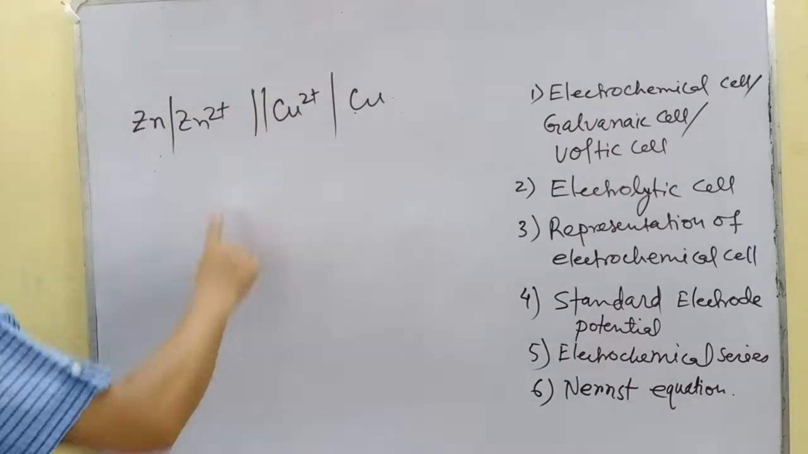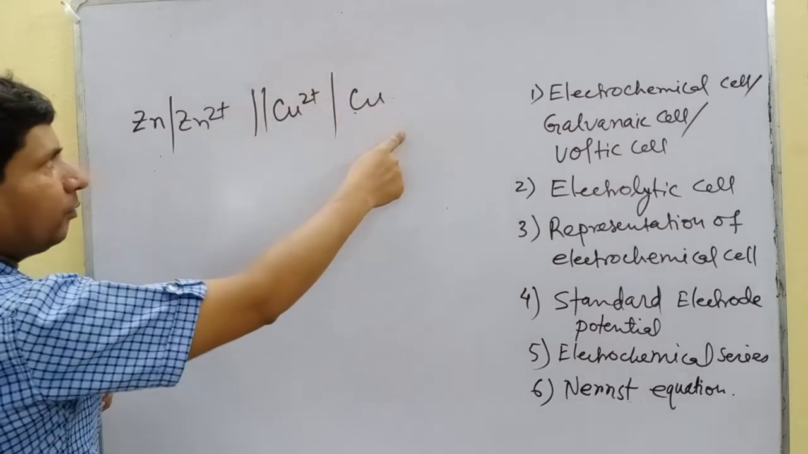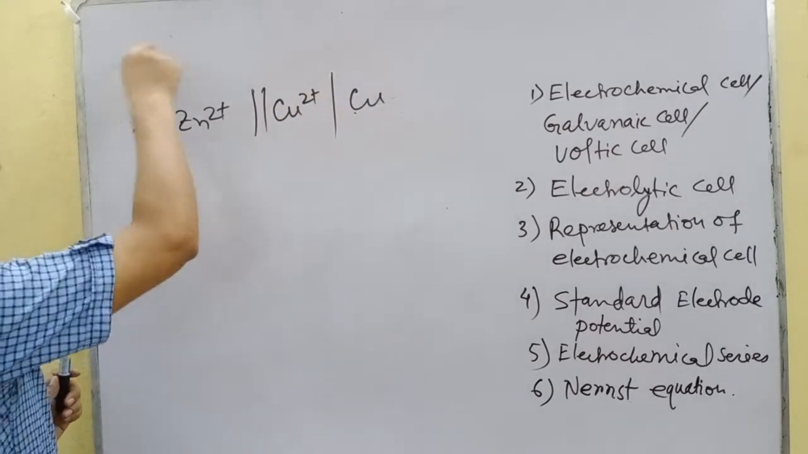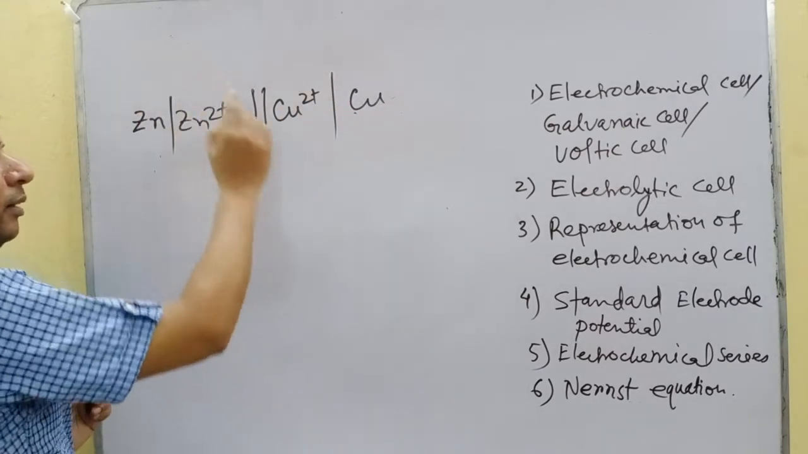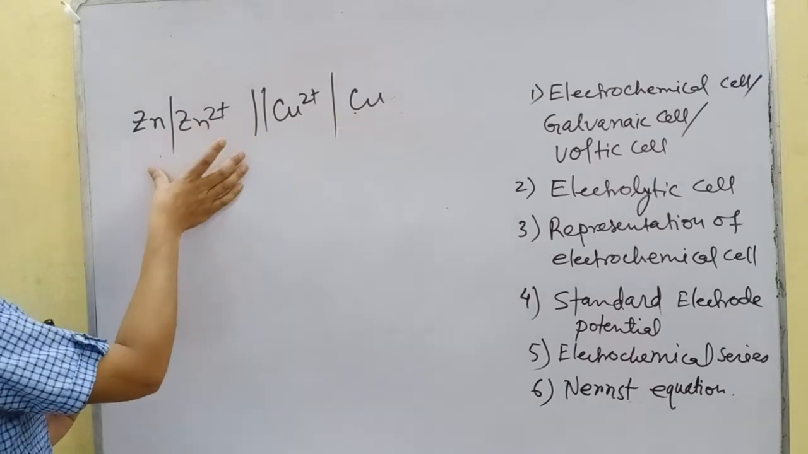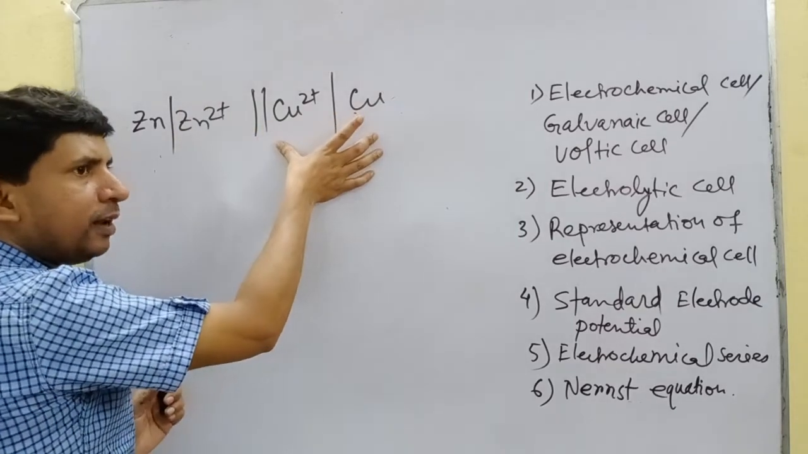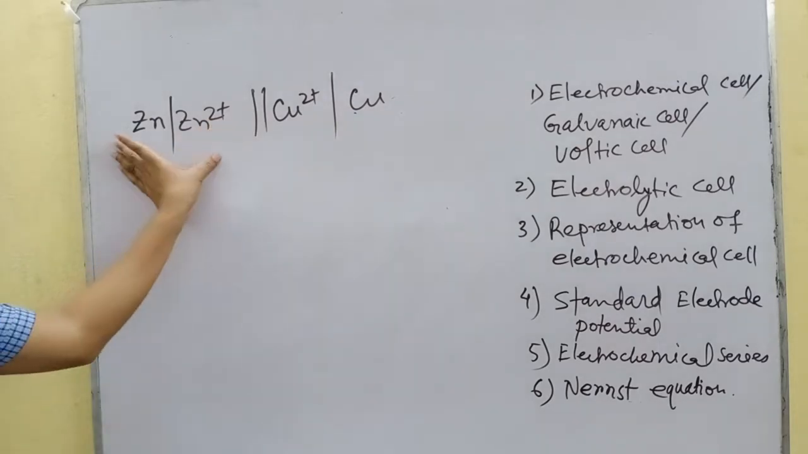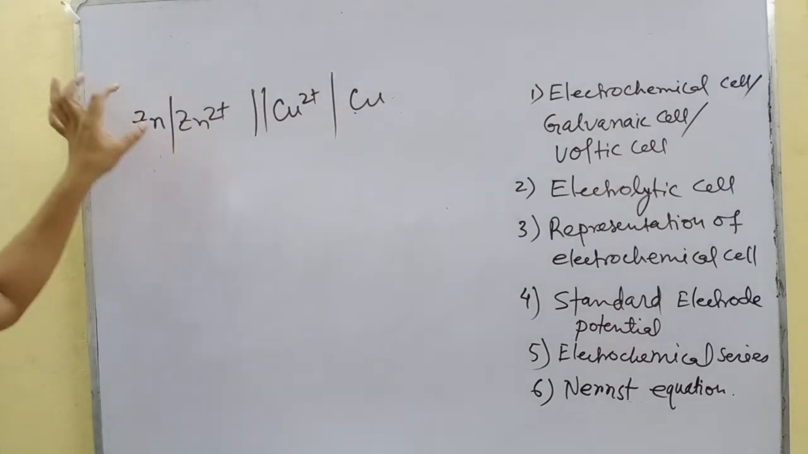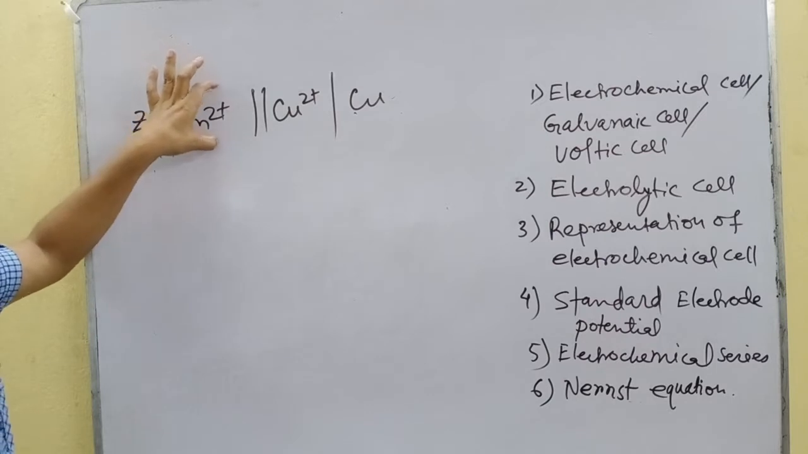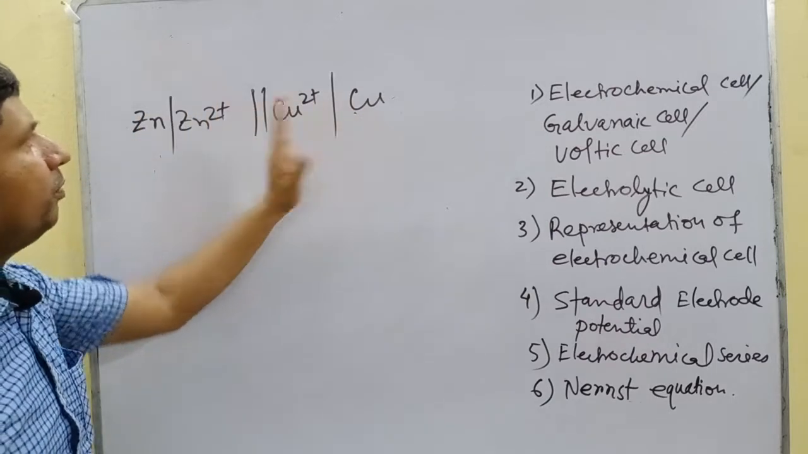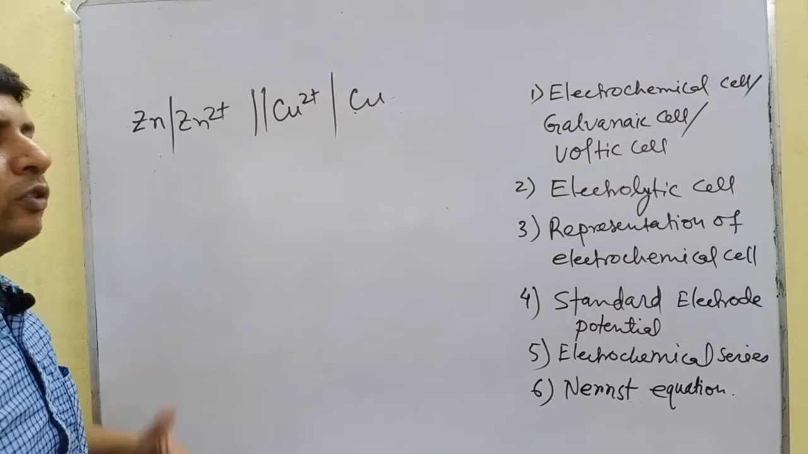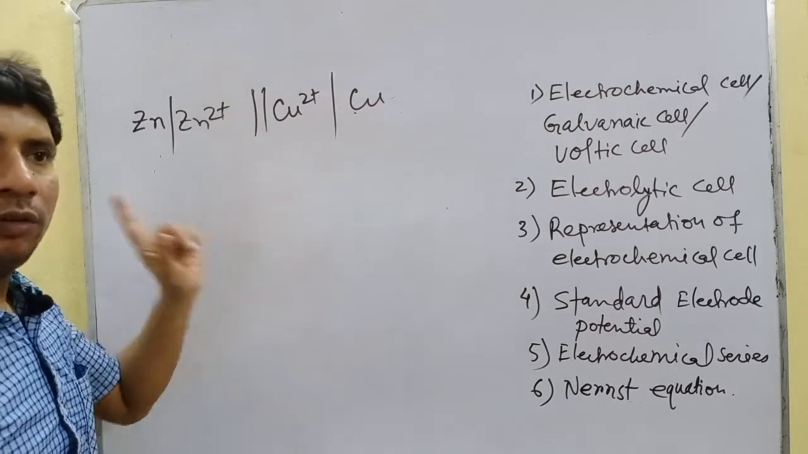Okay, Cu2+ to copper and zinc to Zn2+, and this is a half cell, this is the reduction half cell, this is the oxidation half cell. In the oxidation half cell, oxidation occurs from zinc to Zn2+ and there is a salt bridge. The connection of these two half cells is the salt bridge. Salt bridge is represented by a double bar.